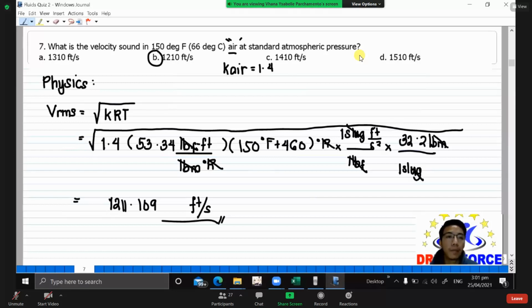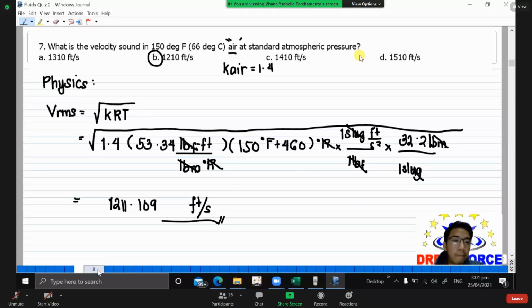Okay, that is for your number 7. Okay, bakit kinuha natin sa physics? Kasi sa fluid mechanics, sabi nga natin, hindi lang naman liquid ang fluid. It is also the air. Okay, gas. It is a type of fluid, ang ating gas.